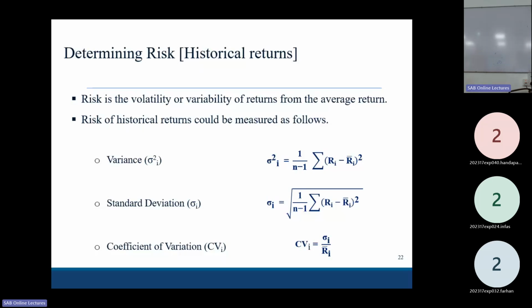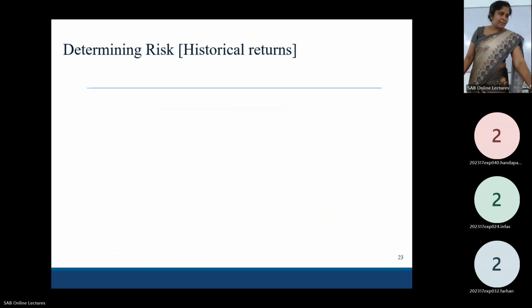Right? So normally, higher the standard deviation, higher the risk. Higher the variance, higher the risk. Lower the standard deviation, risk is low. Lower the variance, risk is low. Right. Let's go to a question example.